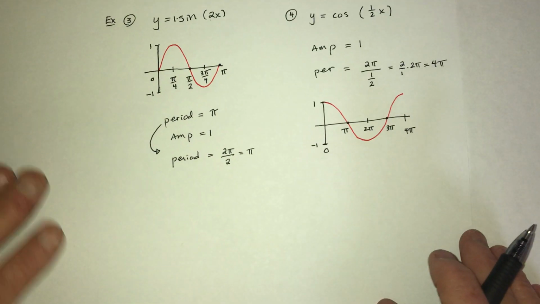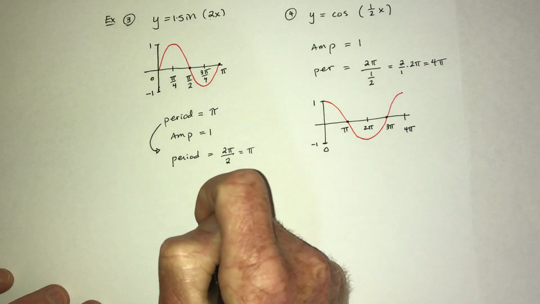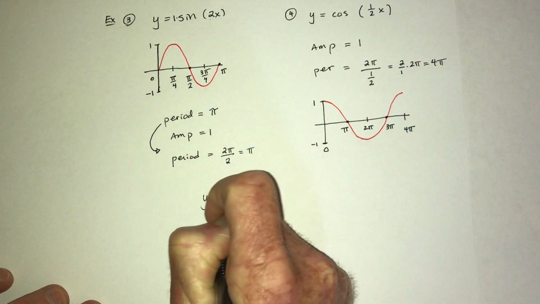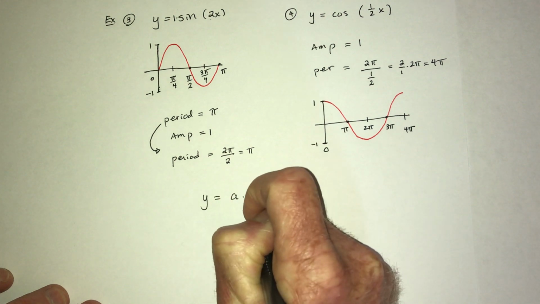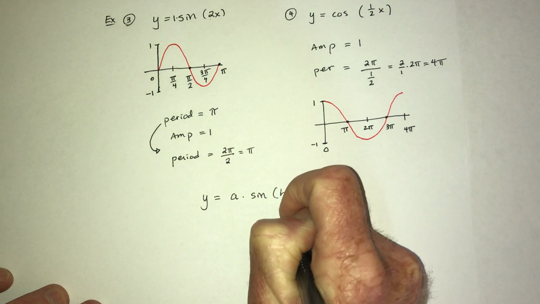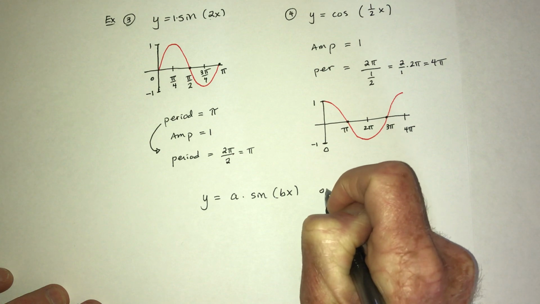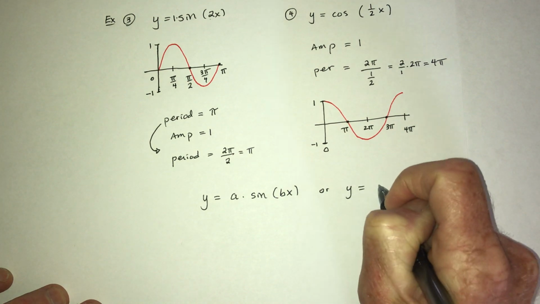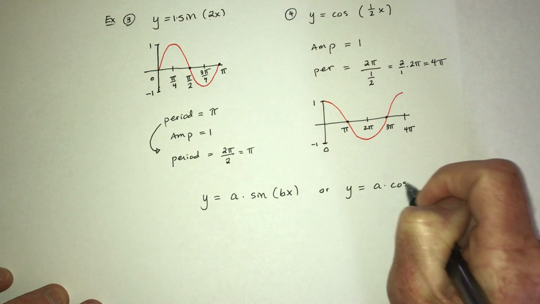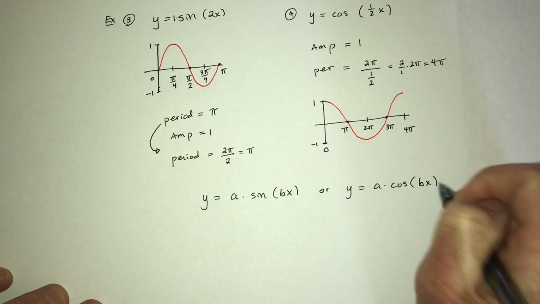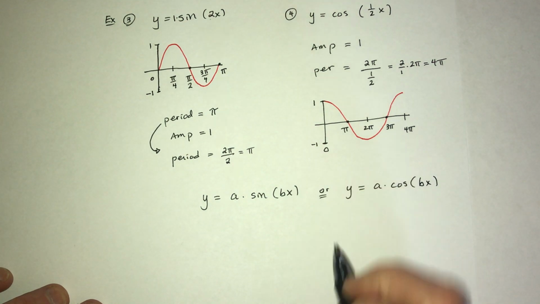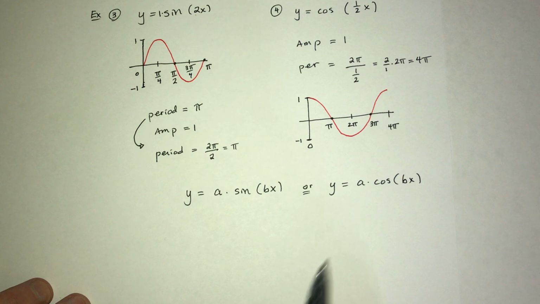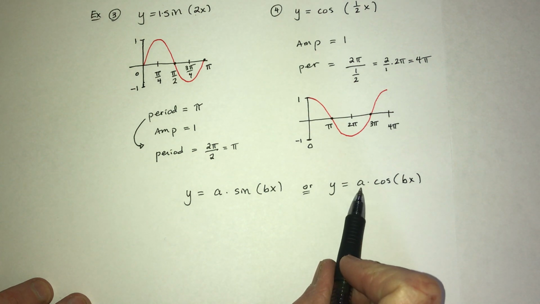Okay, so in summary, if you have y equals a times sine bx, or if you have y equals a times cosine bx, then this number in front is telling you the amplitude.